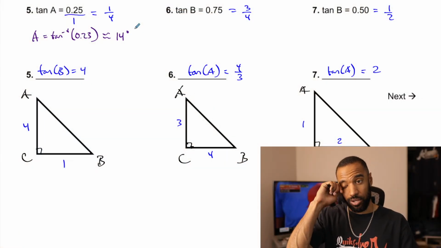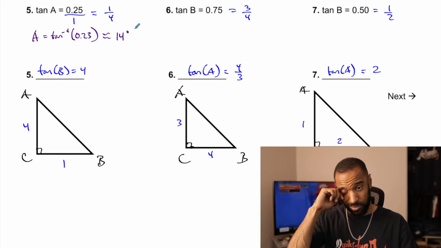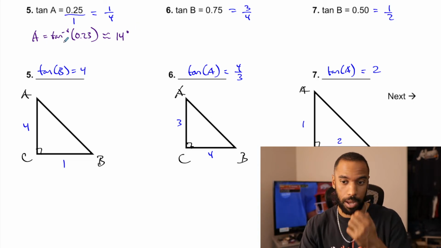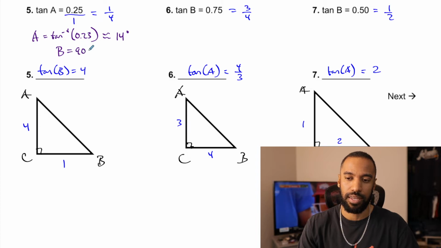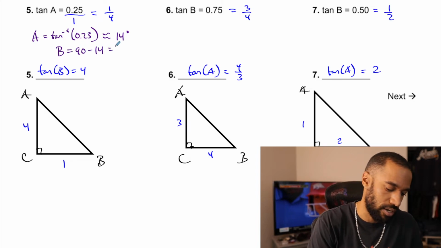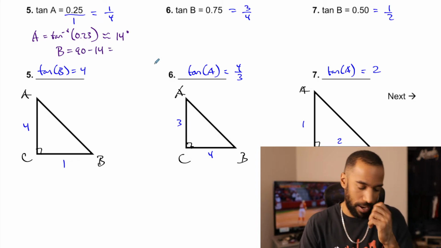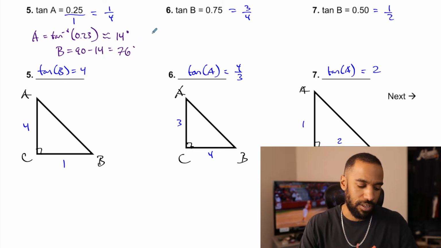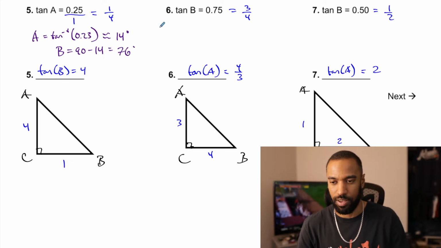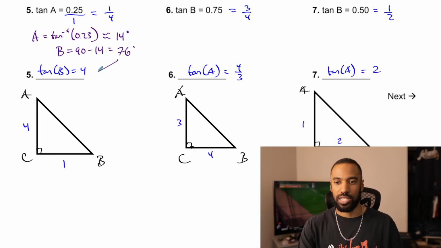Okay. B's angle is the complement of A, right? They told you they're complementary. B is 90 minus 14, or that number. So let me do that: 90 minus the previous value. It's around 76 degrees, 75.9637563. And now we can take the tangent of B.